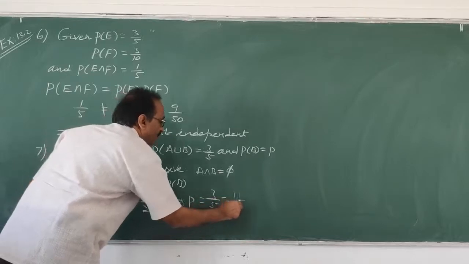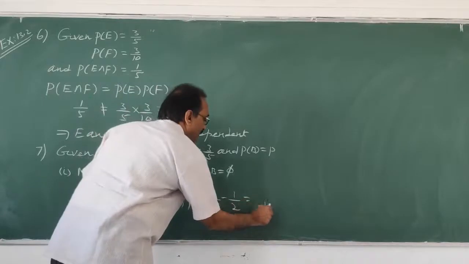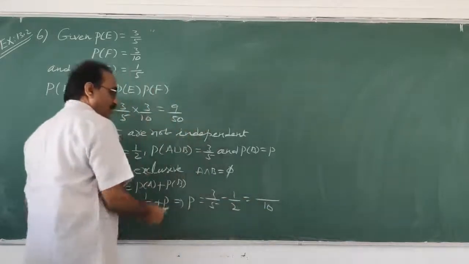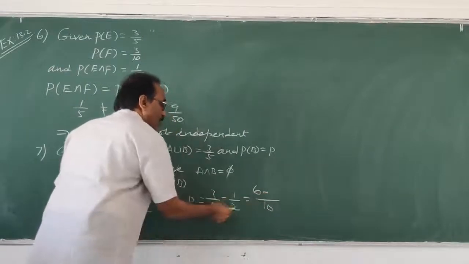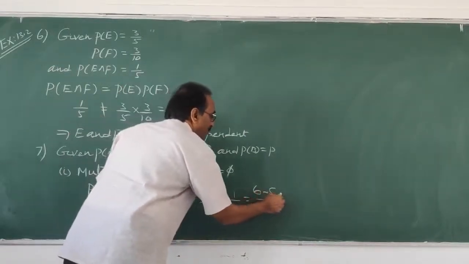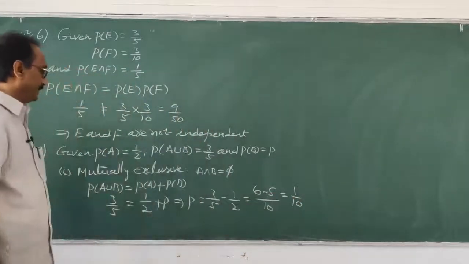3 by 5 minus 1 by 2. Taking the LCM, 10. 5 goes in 10 2 times, 2 into 3 is 6. 2 goes in 10 5 times, 5 into 1 is 5. So that is 6 minus 5, which is nothing but 1 by 10.